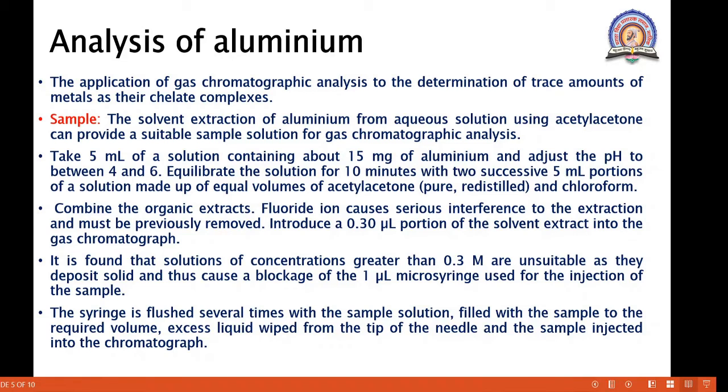We prepare a solution of the compound which contains 50 milligrams of aluminium, and we take 5 ml of that solution. Adjust the pH of that solution to between 4 and 6. Equilibrate the solution for 10 minutes with two successive 5 ml portions of a solution made up of an equal volume of acetyl acetone and chloroform. So by this we can maintain the pH between 4 and 6. Then combine the organic extract.